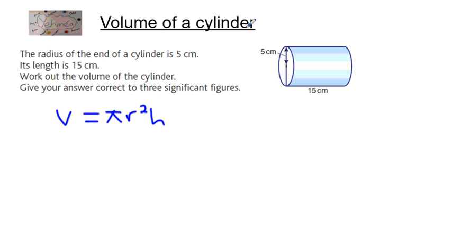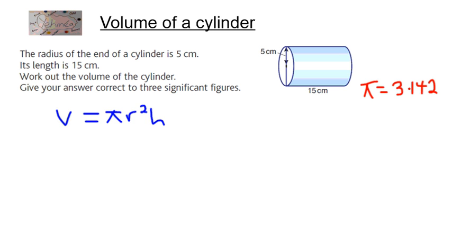Okay, in this lesson we are going to take pi as 3.142. So pi equals 3.142. That was the instruction from where I got the question from. Okay, so now we're going to substitute the values that we have.